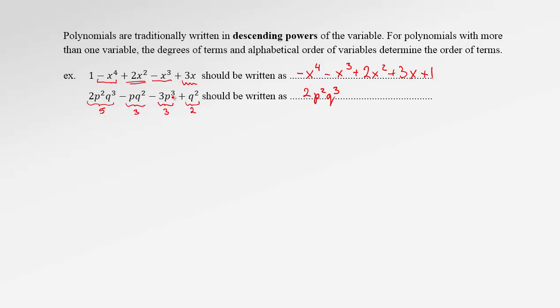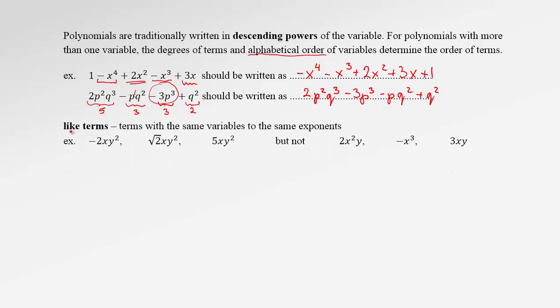Since we have two variables, we are using alphabetical order. So since p is before q, we are looking at the degree of p first. Degree of p here is 1, but over there is 3. So this term will have to be written first before that one. Negative 3p cubed, and then negative pq squared. Finally, we copy the last term, plus q squared, that's a second degree term.